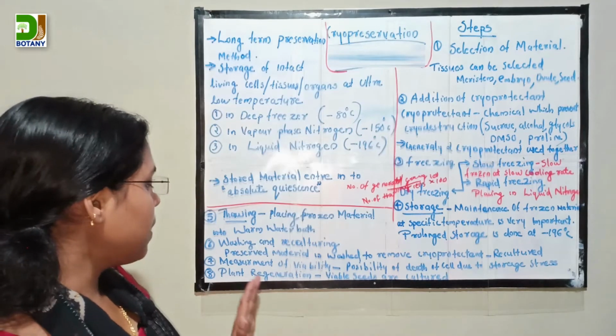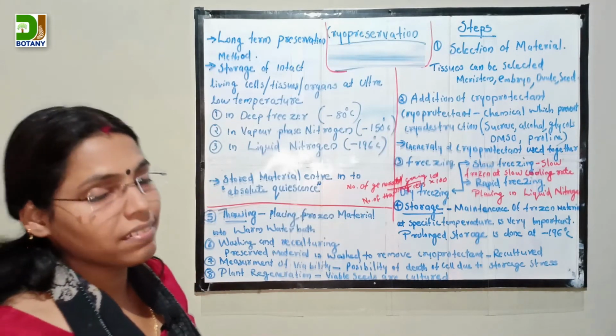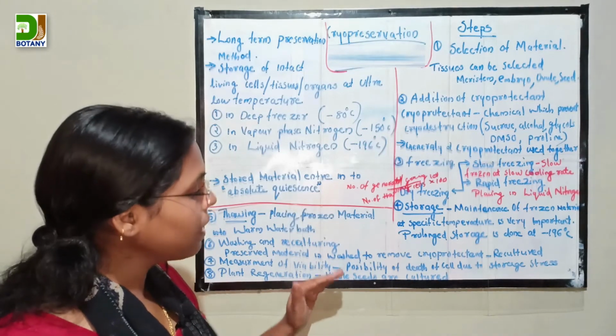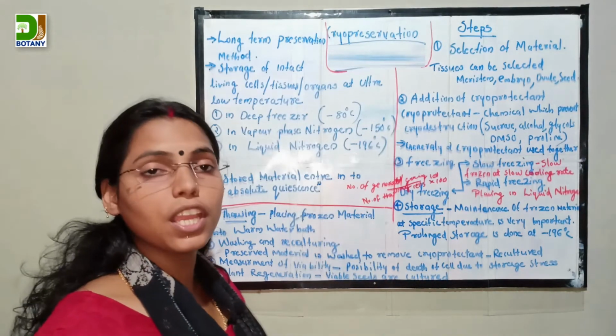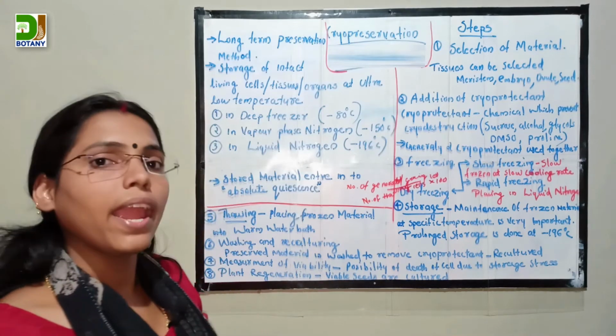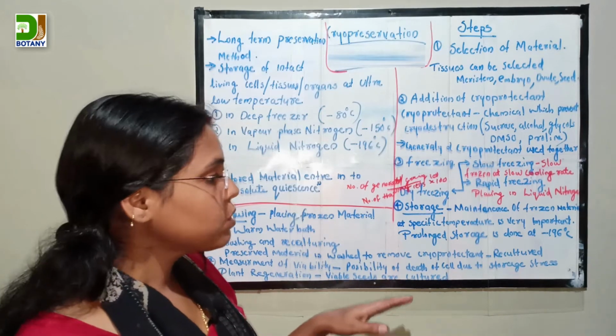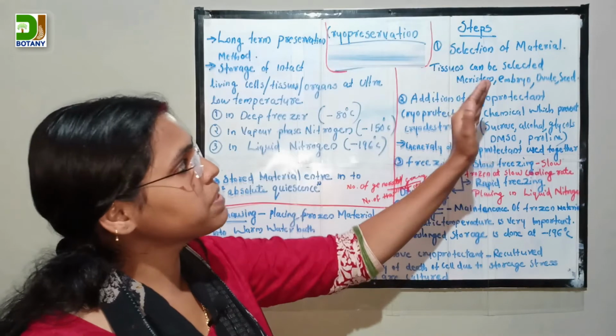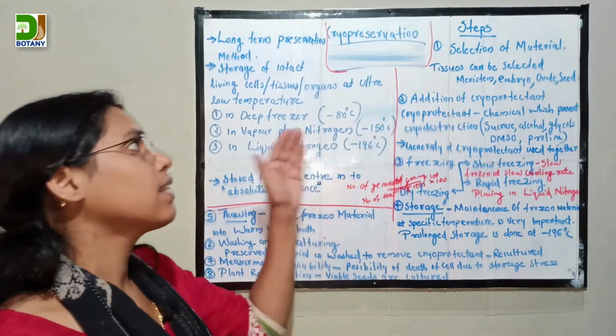So the next step, or the last step, is plant regeneration. The viable seeds are then cultured in suitable media and regenerated into new organisms. So that's about the different steps involved in cryopreservation.